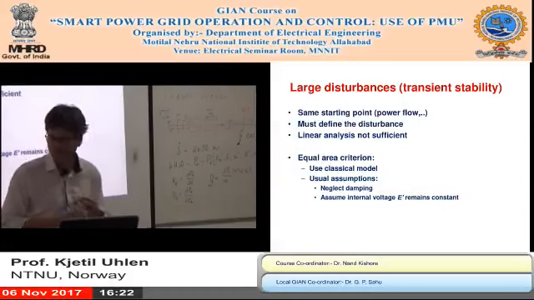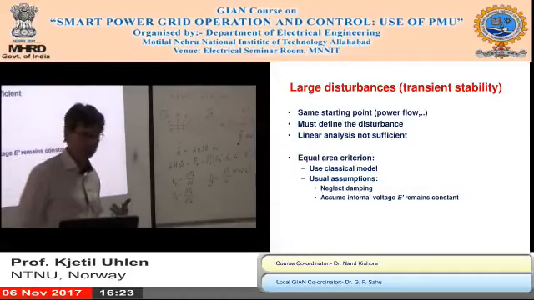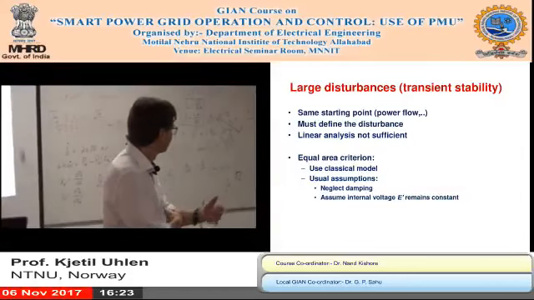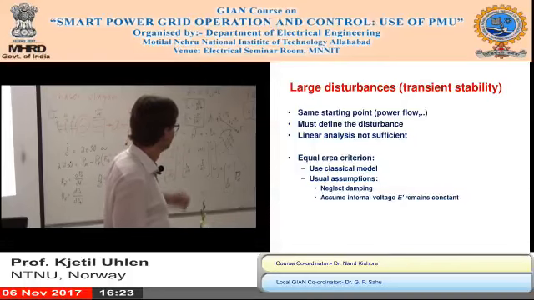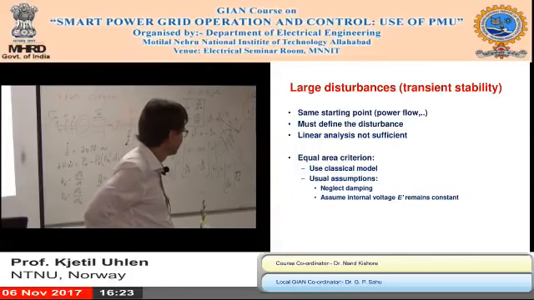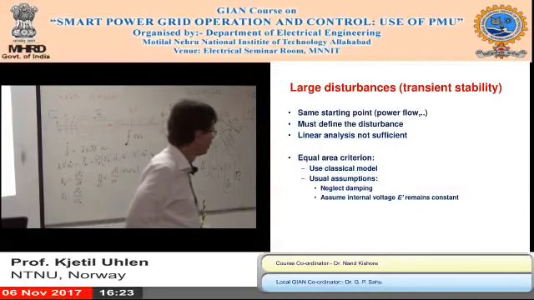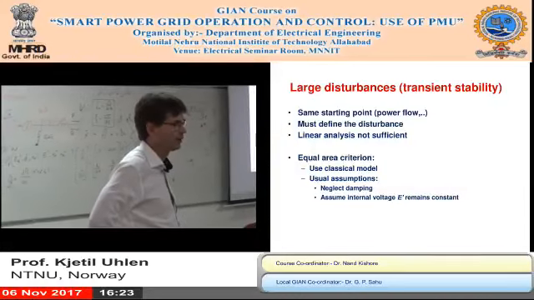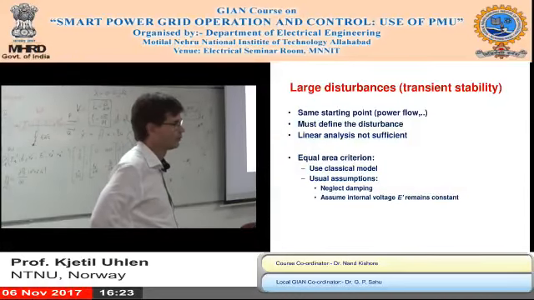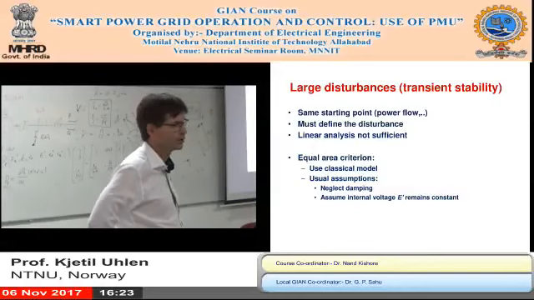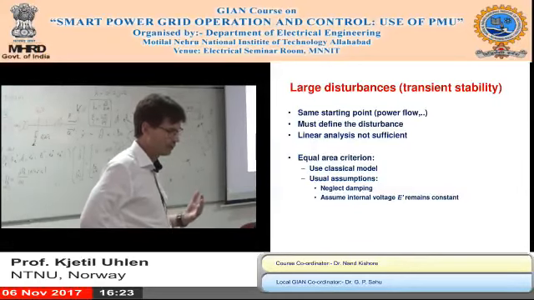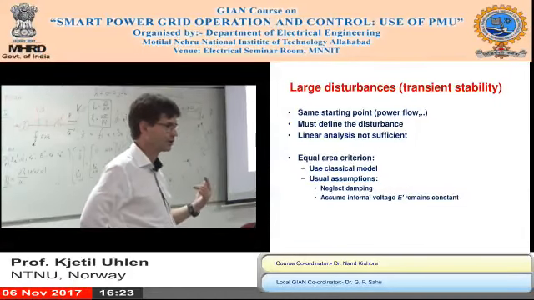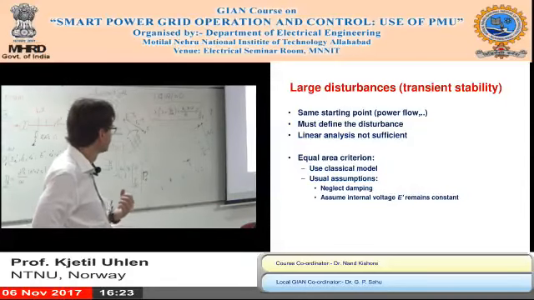When we look at large disturbances, which we often refer to as transient stability, we have the same starting point. The difference is that linear analysis is not sufficient, so we need to stick to the nonlinear models. And when things are nonlinear, we also have to define our disturbance, because whether the system is stable or not depends as much on the disturbance as the system itself, right?